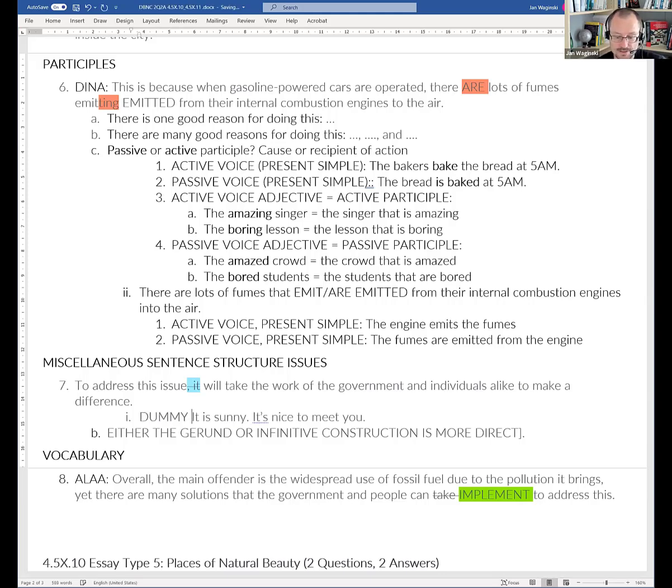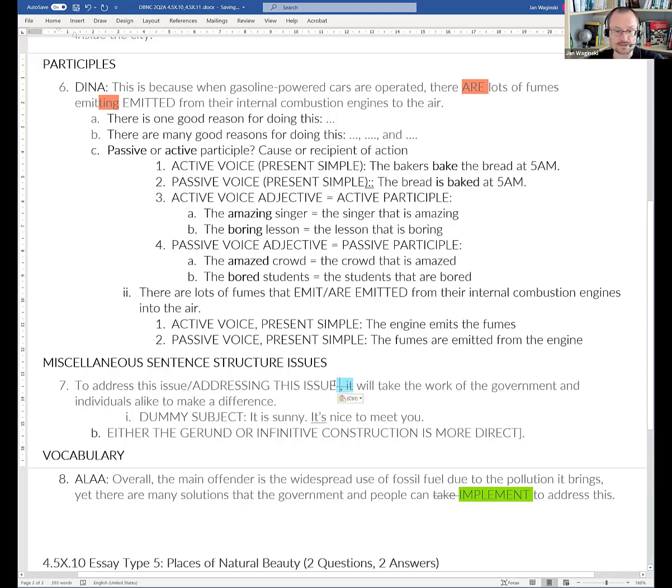This is called a dummy subject. Like there are 5 people in this room, or there are many things to do. That's another type of dummy construction. Again, it doesn't mean anything. It just preserves that subject, verb, noun order. So you can just get rid of it here and use the infinitive as your subject. To address this issue, we'll take the work of the government and individuals alike to make a difference. And the other way to do it is to use the gerund form, addressing this issue. We'll take the work of government and individuals alike to make a difference. And just get rid of it.